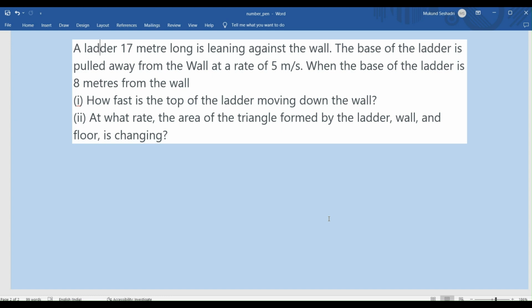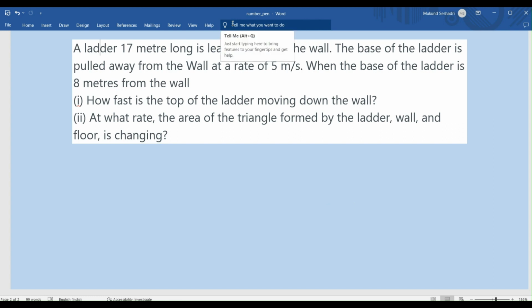So we have a ladder 17 meters long leaning against the wall. The base of the ladder is pulled away from the wall at the rate of 5 meters per second. When the base of the ladder is 8 meters from the wall, how fast is the top of the ladder moving down the wall? At what rate is the area of the triangle formed by the ladder, wall, and the floor changing? So we have a ladder which is resting against a wall, and we see that the ladder is slowly sliding, in contact with the floor.